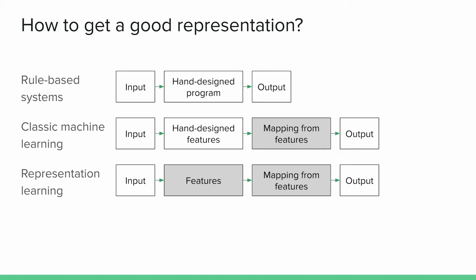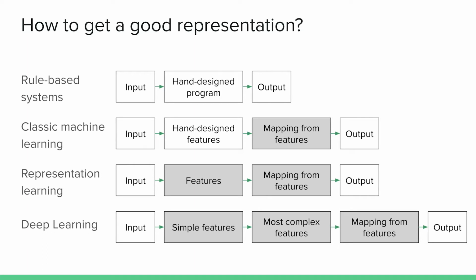And the final step to go from representation learning to deep learning now is that we have many layers, and they work in such a way that they learn to extract simple features in the first few layers, and then more complex features in middle layers, and the most complex and meaningful features in the topmost layer. And then these features can be mapped to our output, and all of this, all of the gray boxes here, can be learned by the machine and should be learned by the machine.